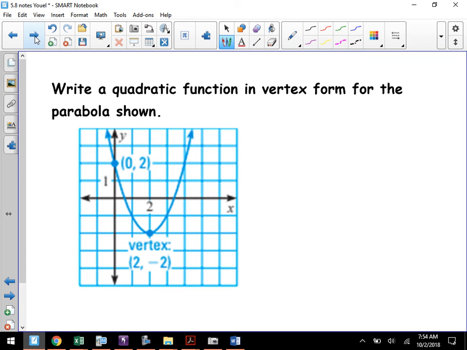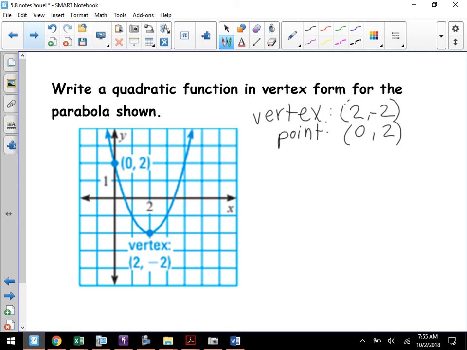So now we're going to do the same thing: write a quadratic function in vertex form for the parabola shown. Step 1, look at the graph, see what it gives you. It wants vertex form, and if it wants vertex form, they're going to give you a vertex and a point. It looks like this one did that. First, I think it's easy if you just write what the vertex is off of the graph, so you can keep track of them while you're doing it. So the vertex here is (2, -2), and the point is (0, 2).